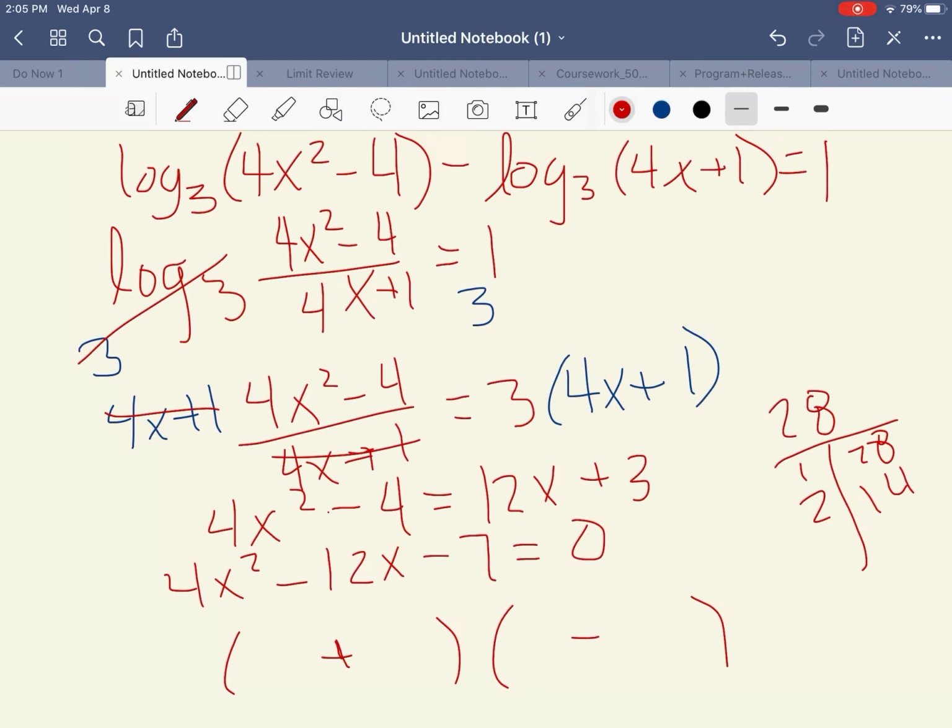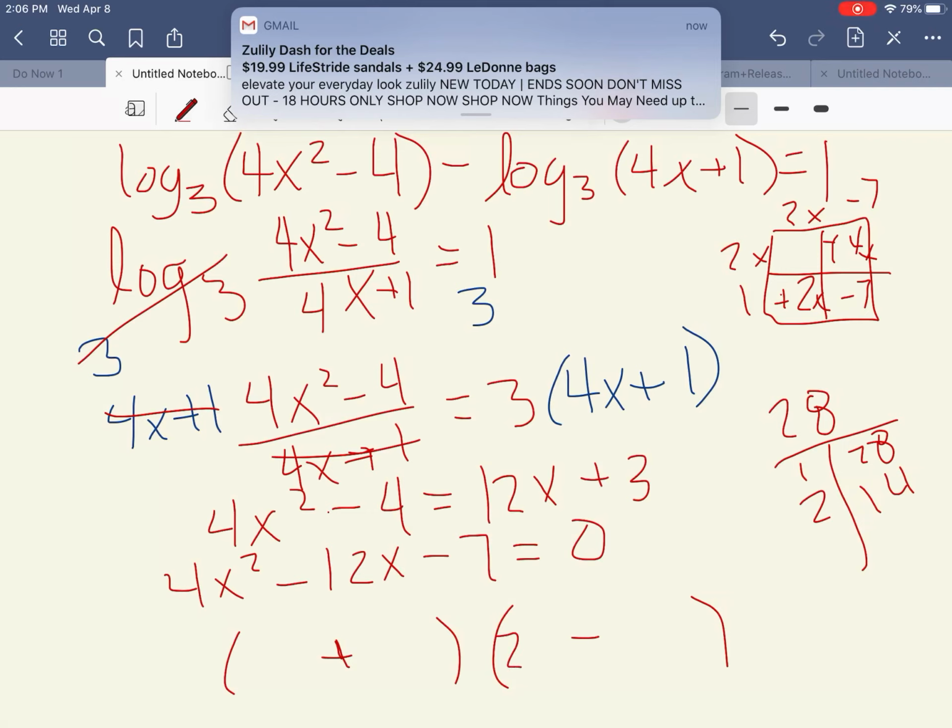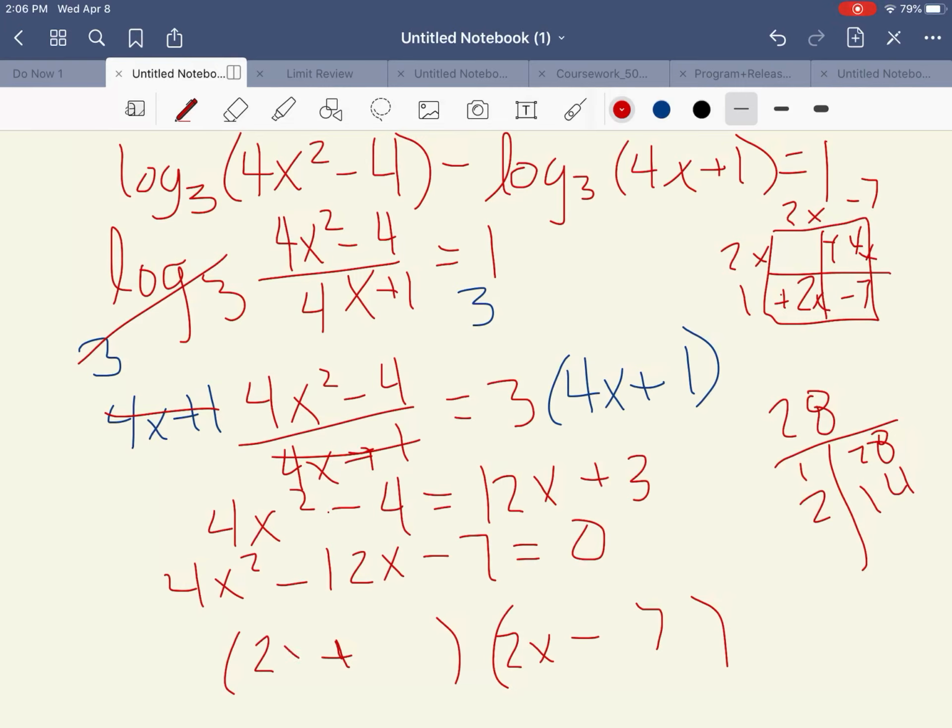So that means we're going to have, let me go on and make the box. 14x negative. I'm sorry, the 2 has to be positive because the 12 is negative. So 2x, negative 14x. And then, of course, we get a negative 7. And so the only thing we can have right here is 1, 2x, and 2x, and negative 7. Alrighty. So that's 2x minus 7 and 2x plus 1.